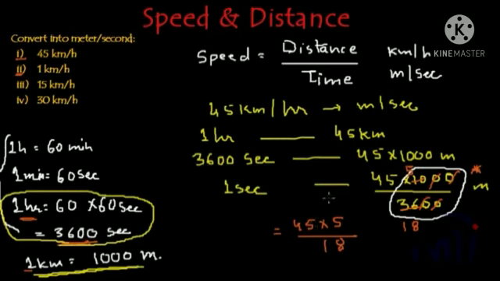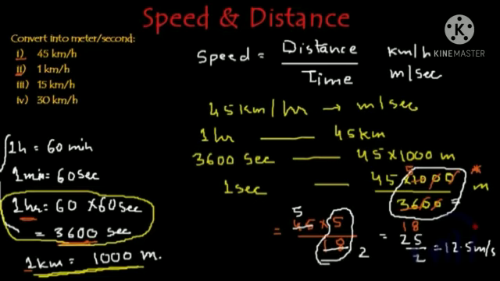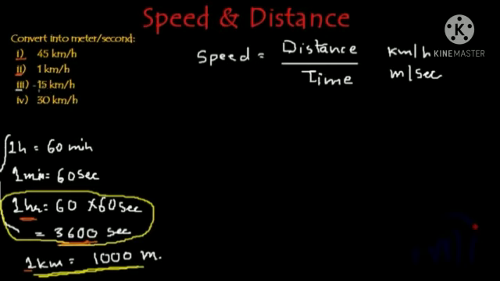Let us solve it further. 9 2s are 18 and 9 5s are 45. Simplify this. 5 5s are 25 upon 2. If we convert it into mixed fraction, 12 1 by 2. Convert this into decimal, which is equal to 12.5. Let us solve one more problem. 15 kilometers per hour into meters per second.